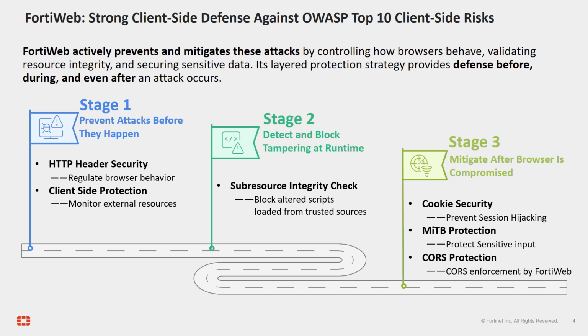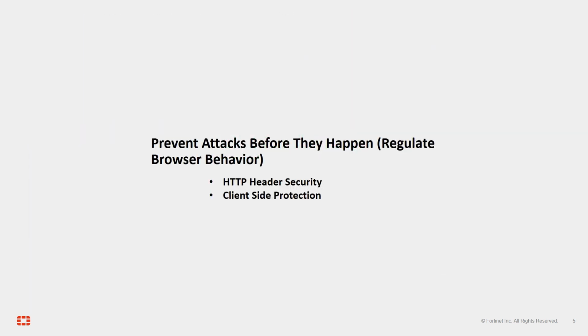FortiWeb's CORS protection feature actively checks whether requests conform to defined origin and method rules. If the request is from an untrusted origin or uses a disallowed method, FortiWeb blocks the request before it reaches your server. Together, these features form a layered client-side security strategy, helping you defend against the OWASP top 10 client-side risks. In the following slides, we'll take a closer look at each feature in detail. Let's start with HTTP header security and client-side protection.